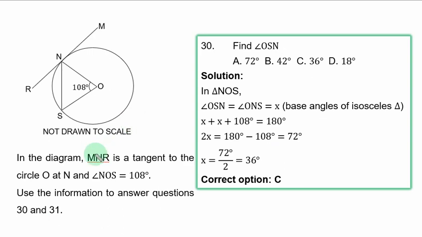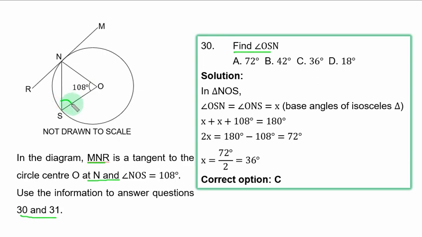In the diagram, NR is a tangent to the circle center O at N, and angle NOS is equal to 108 degrees. Use the information to answer questions 30 and 31. Question 30, find angle OSN, that is this angle.